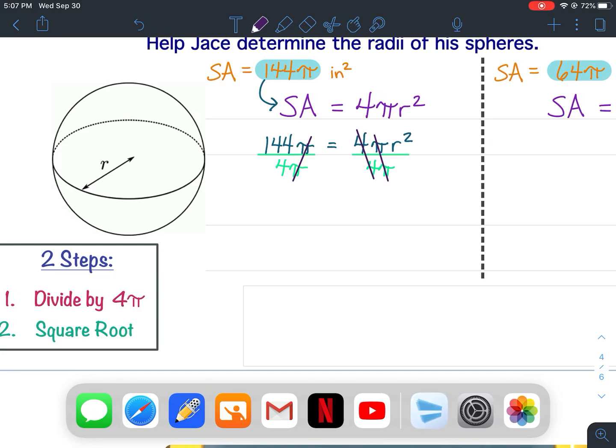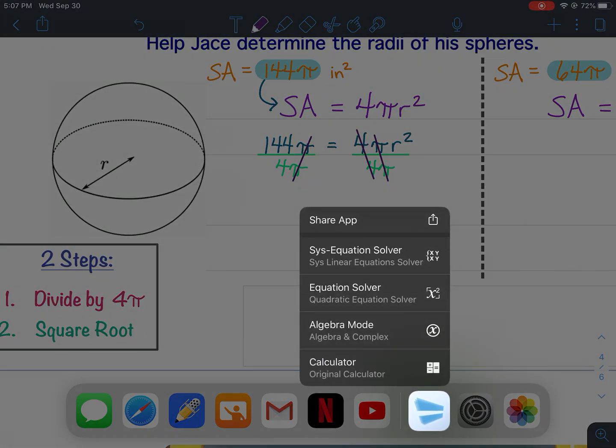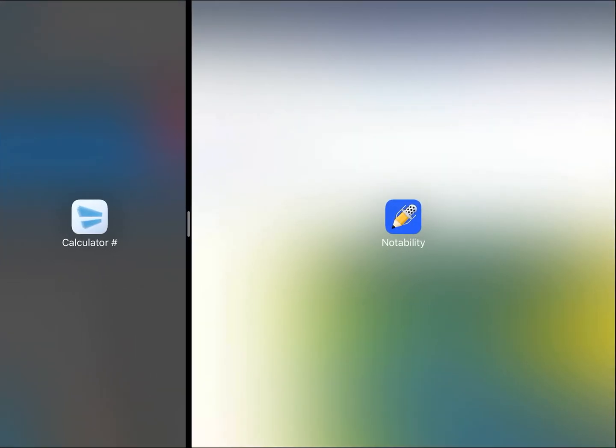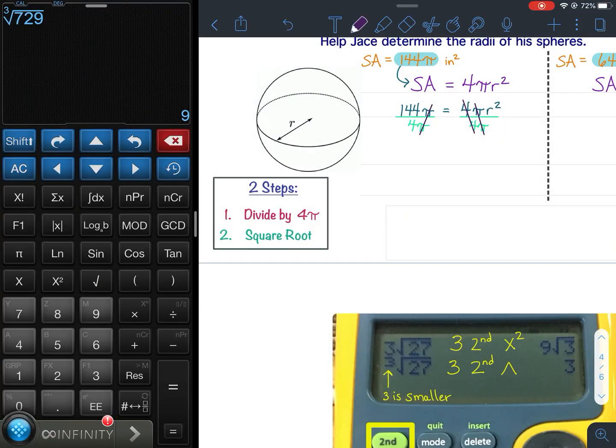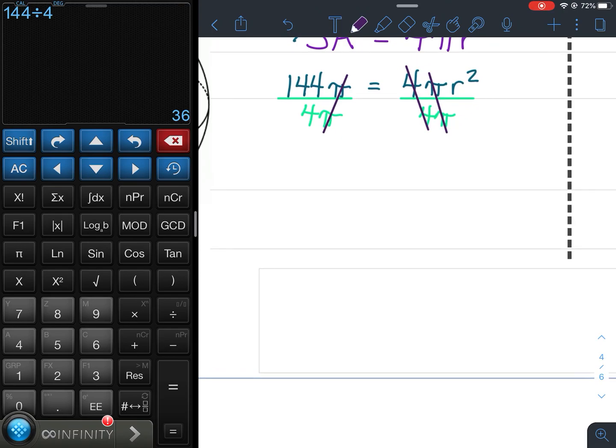Pull up my calculator. Okay, so the first thing I want to do is take 144 and divide it by 4. And I get 36. So that means that after you simplify the left side of the equation, you have 36. And what's left on the right side of the equation is r squared.